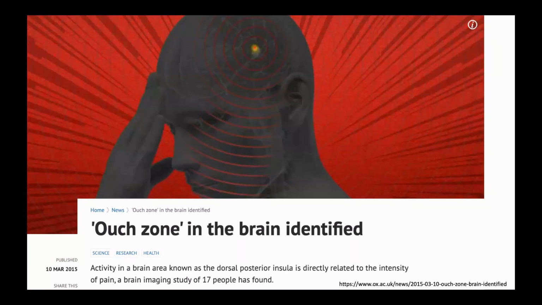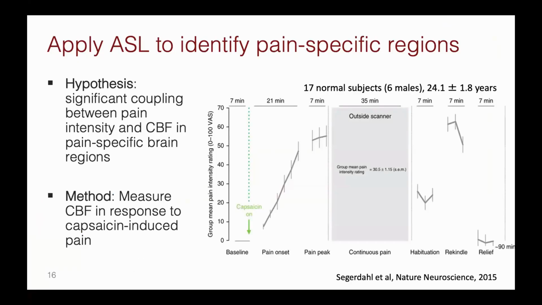Now, as I described in my introduction, perfusion can be modulated by a variety of ways, for example, by task activities, and has a substantial effect size. So we applied this property to study how our brain perceives pain. In this study, we explored CBF variations in response to pain experiences by normal subjects.